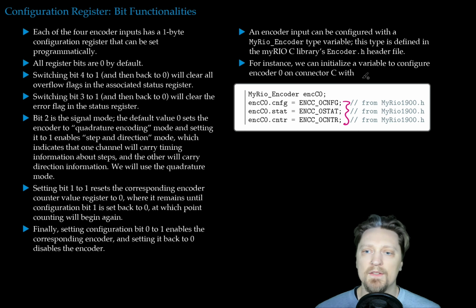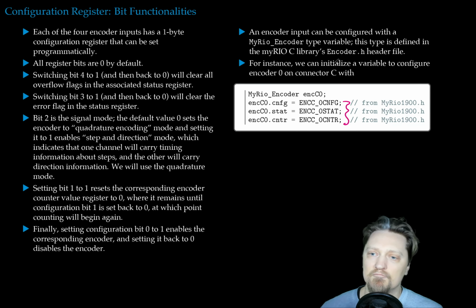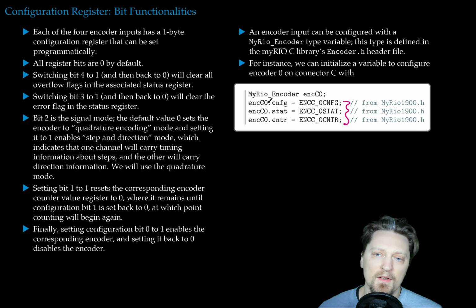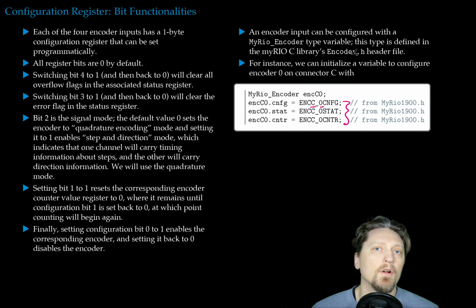So this effectively sets C to be the connector and 0 to be the channel. Encoder C channel 0 is the encoder configuration that we're setting with this variable.